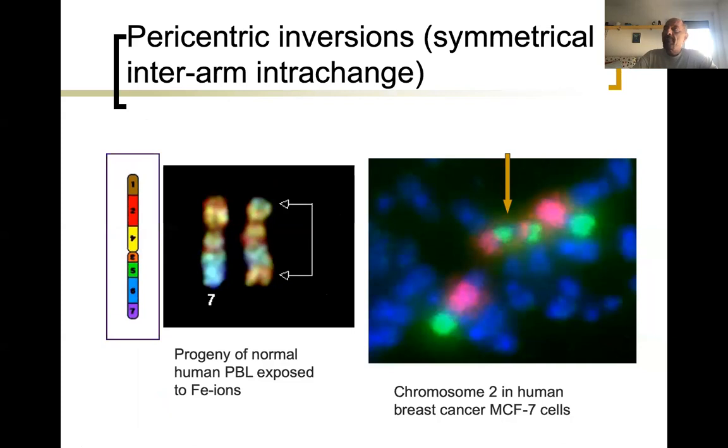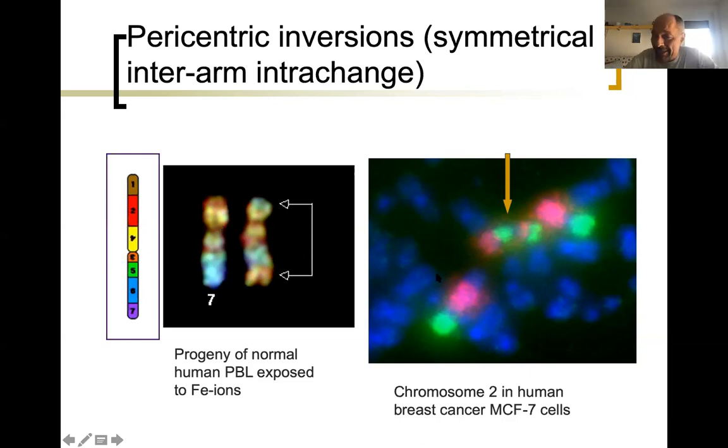Now, we have seen before inter-arm interchanges, but we can also have symmetrical inter-arm interchanges, not necessarily asymmetrical. You remember the asymmetrical inter-arm interchange was a ring, but you can have a symmetrical inter-arm interchange, which is called pericentric inversion. In the pericentric inversion, essentially you have again a break in the P-arm and in the Q-arm, just like for the ring, but now you swap the part with the centromere. So now it is symmetrical because the result is exactly the same.